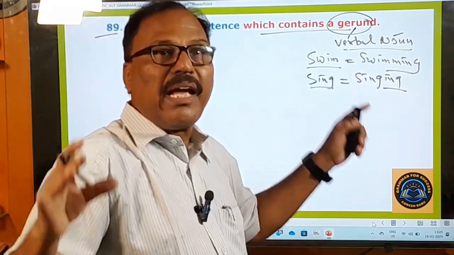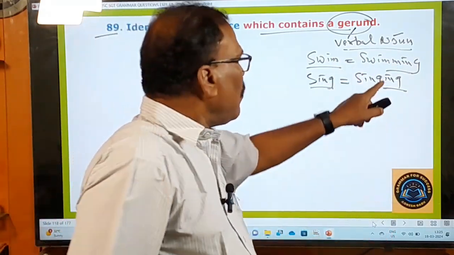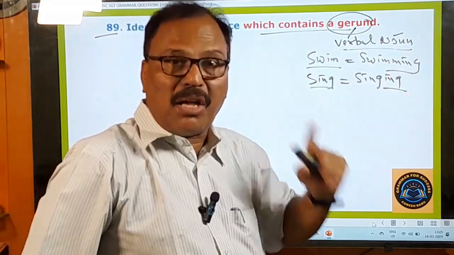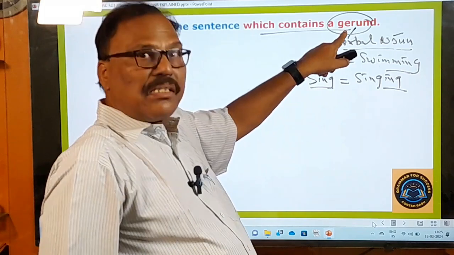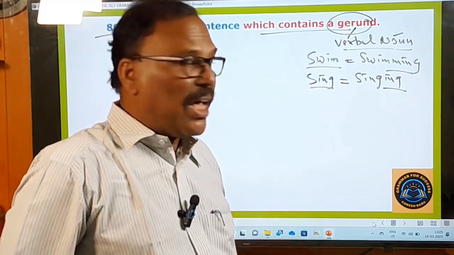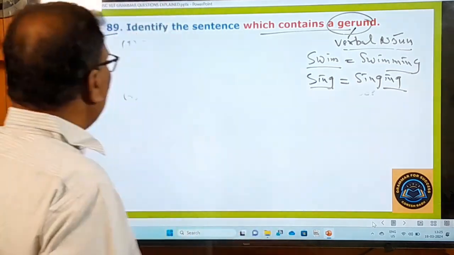Swimming is good for health, is a good exercise. So this is being used as a noun. Whenever these ing-form verbs are used as nouns, then they are called gerunds. They are not called present participle verbs. Now let us look at the options.